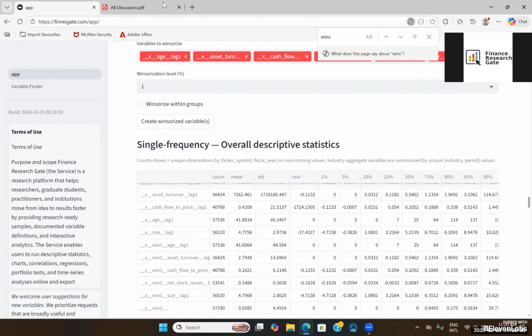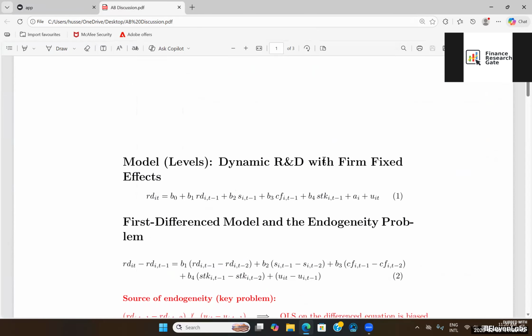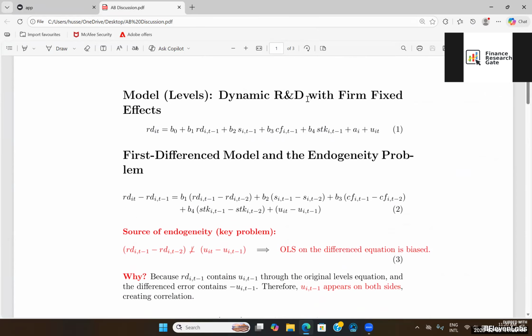But before we do that, we really need to carefully examine the core idea behind this technique. If we are considering a dynamic model where we incorporate the lagged value of y as an independent explanatory variable, then it becomes crucial to address the potential problem of endogeneity. In this analysis, we are considering the research and development, specifically the lagged R&D. And then we also have the independent X variables, such as sales performance, cash flow, and stock issuance. And here we see the firm fixed effects, and alongside that, we have the error term.